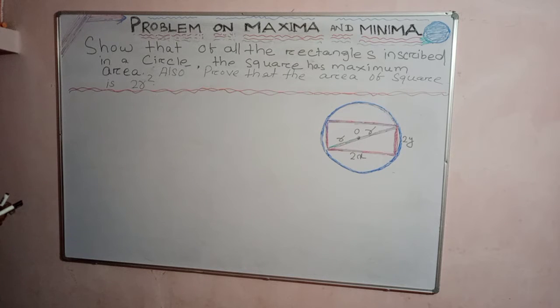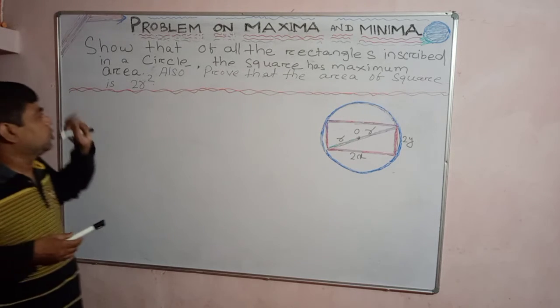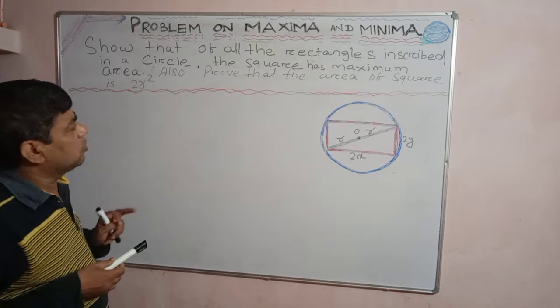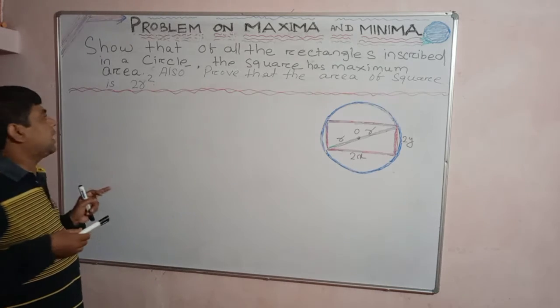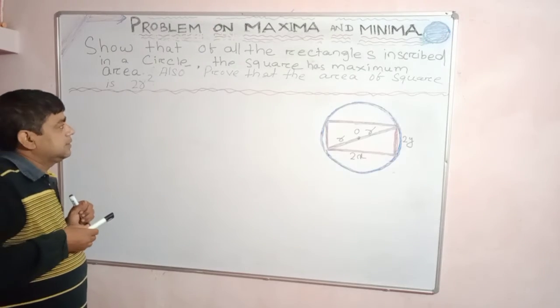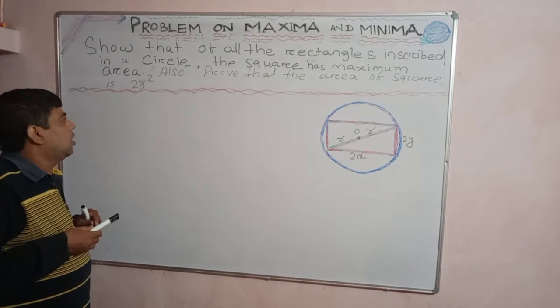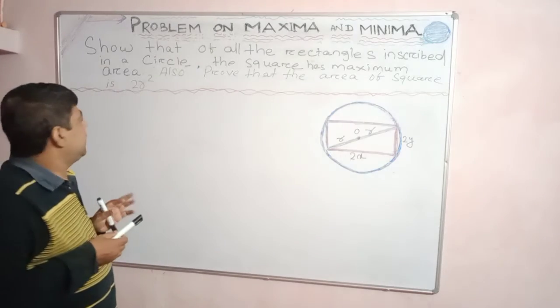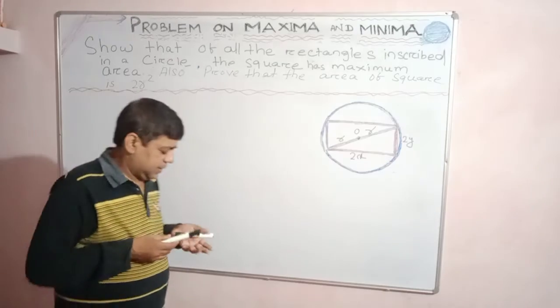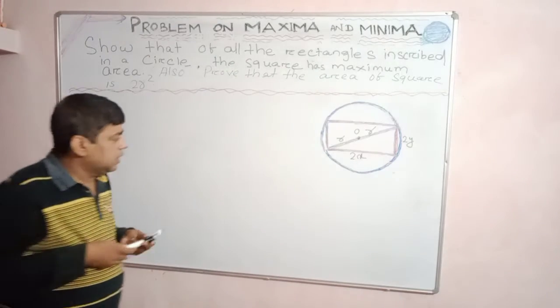So let's see. Prove that of all the rectangles inscribed in a circle, the square has maximum area. Also prove that the area of the square is 2r square. Okay.